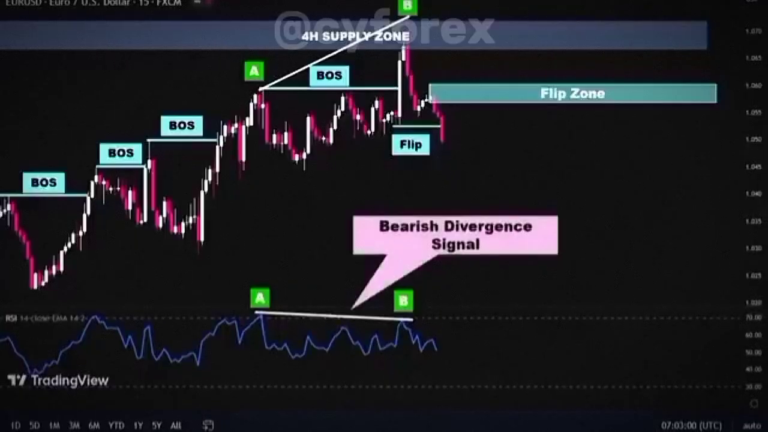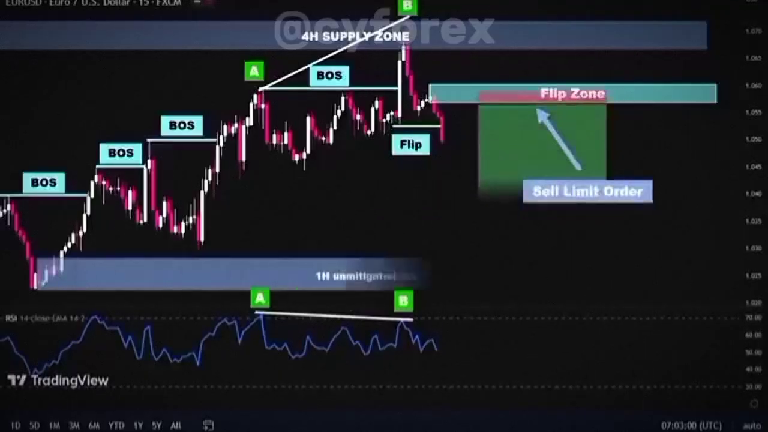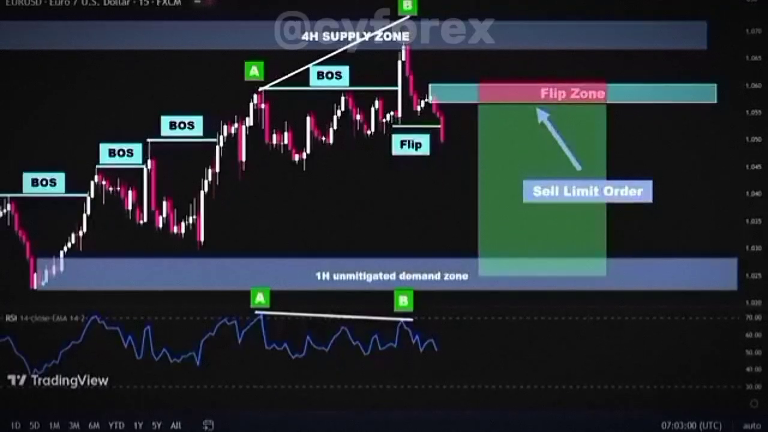So guys, we have finally received our entry confirmation and it's time to place the sell limit order. I'll be placing the order at the lowest point of the flip zone and setting the stop loss a couple of pips above the flip zone. As for our take profit target, we will be aiming for the most recent unmitigated demand zone. Now that our sell limit order is in place, let's see how the market reacts.